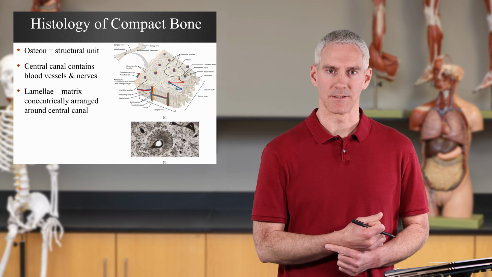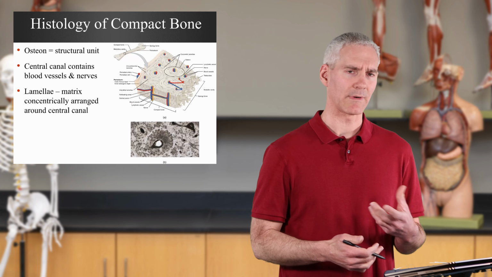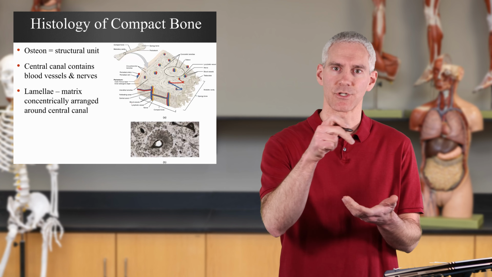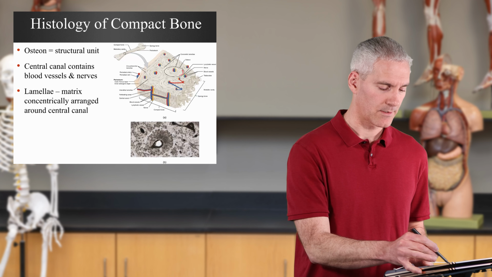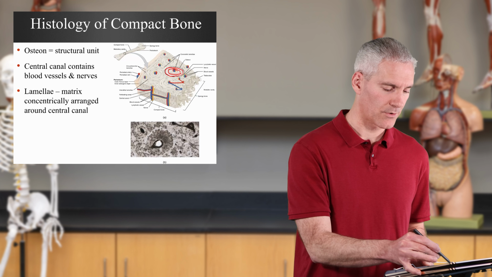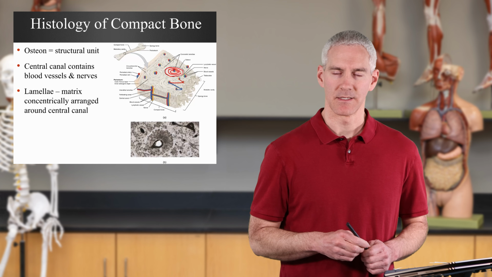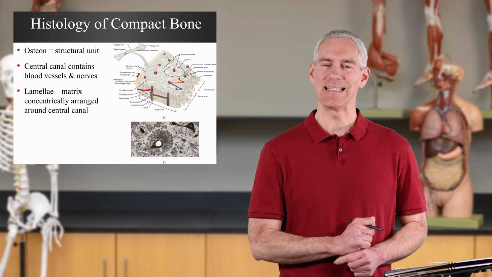The term lamella. Lamella, you can see here I have the matrix concentrically arranged around the central canal. Basically, that means it's the ring structure. So each individual ring, we're going to have one ring around the outside here. Then we have a second ring. We have a third ring. So each individual ring is going to be an actual lamella.